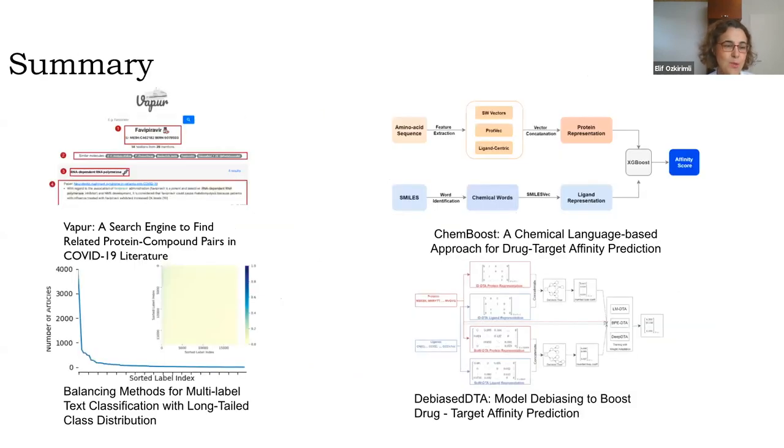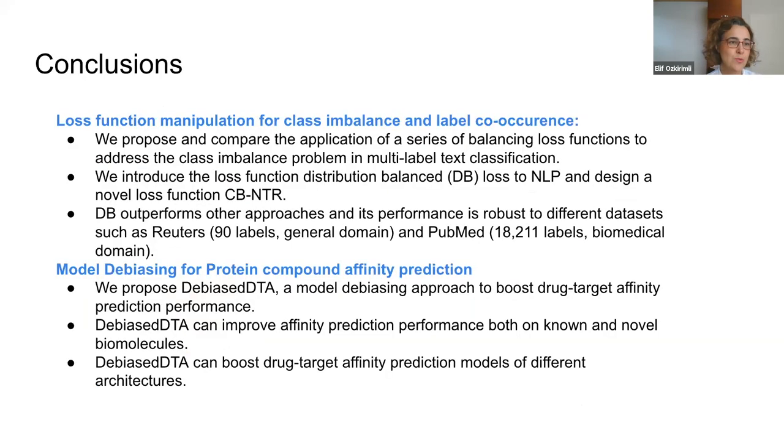So in summary, I tried to talk about some of the work that we have been doing both in scientific literature search, but also in protein compound affinity prediction. And to summarize, we proposed and compared the application of a series of balancing loss functions to address the class imbalance problem in multilabel text classification. We introduced this loss function called distribution balance loss to NLP, and we also designed a novel loss function, class balanced NTR, and tested that in NLP.